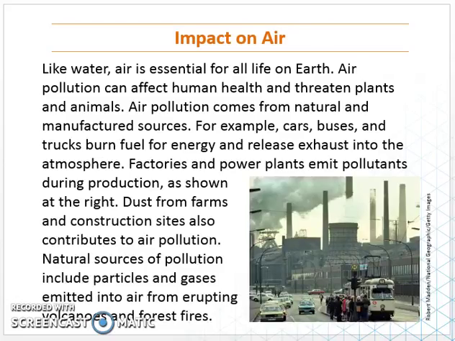Like water, air is essential for all life on Earth. Air pollution can affect human health and threaten plants and animals. It comes from natural and manufactured sources. For example, cars, buses, and trucks burn fuel for energy and release exhaust into the atmosphere. Factories and power plants emit pollutants during production, as shown at the right. Dust from farms and construction sites also contributes to air pollution. Natural sources of pollution include particles and gases emitted to air from erupting volcanoes and forest fires. So it doesn't even have to be man-made. It happens naturally every day.